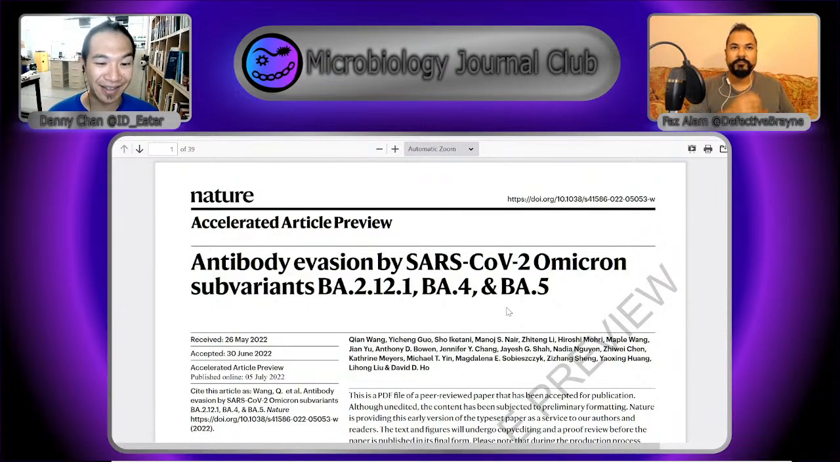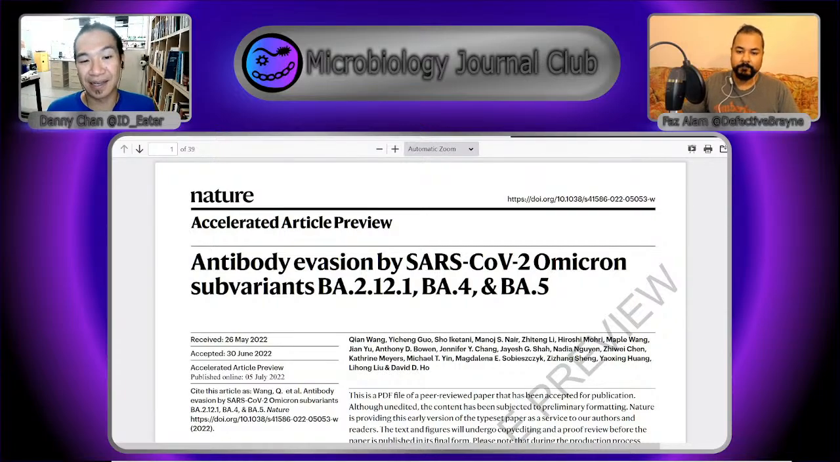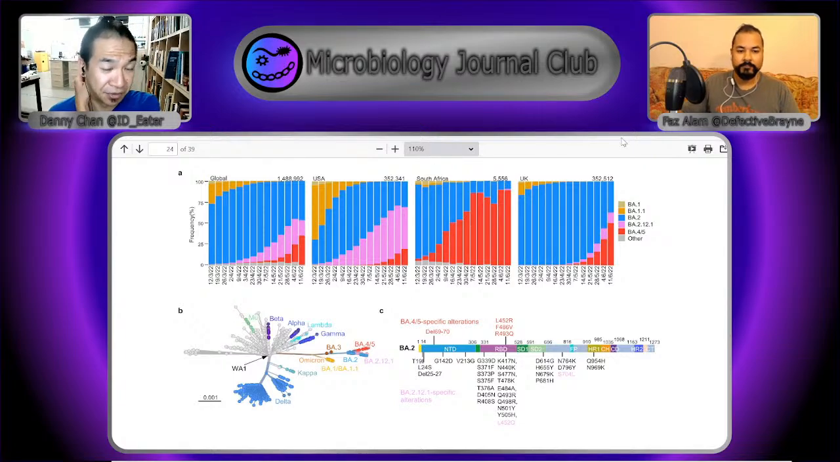Yeah, and this BA.4 and BA.5 variant we've talked about before on the stream, saying that it is evading, based on neutralizing ability of pre-existing serum, it seems like it's evading it, and this paper is giving us more data along those same lines.